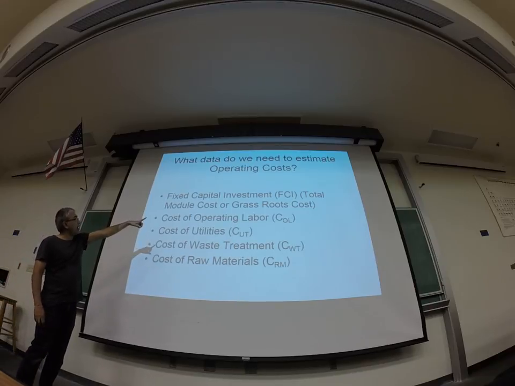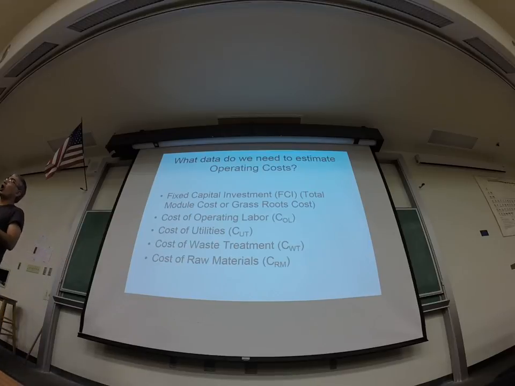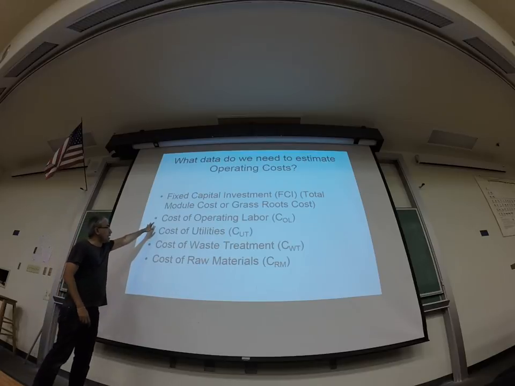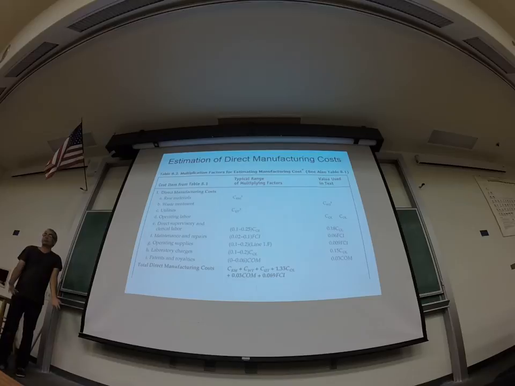So as I said, FCI is fixed capital investment. That is either the total module cost or the grassroots cost, depending upon where you're starting the plant. Then of course labor, utility, waste treatment, raw material. So how do we figure out the rest? From this table.